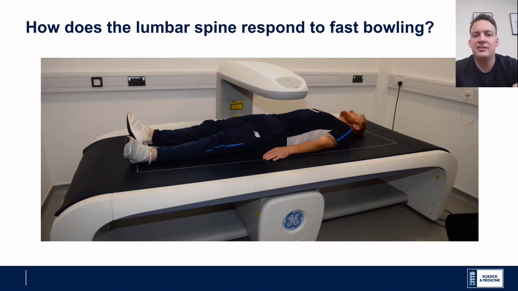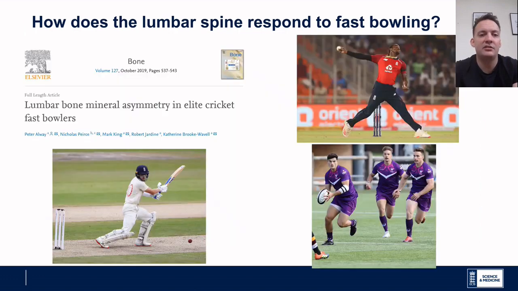So from this, it got us wondering, how does the lumbar spine respond to fast bowling, given that there is this massive ground reaction force, and then you've got these opposing forces being put on the spine during the actual delivery itself. So what we looked at for this is we compared a group of fast bowlers with a group of rugby players, and a group of physically active controls.